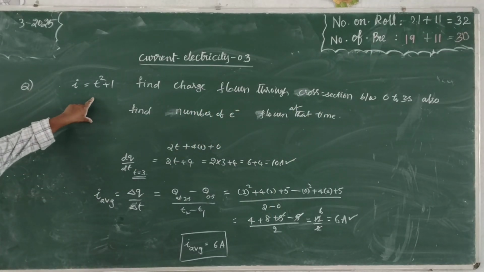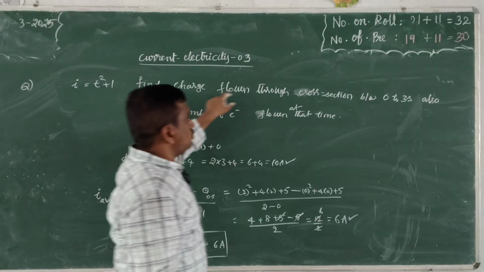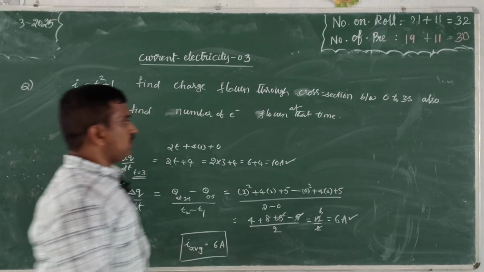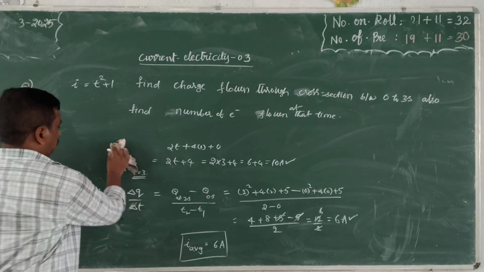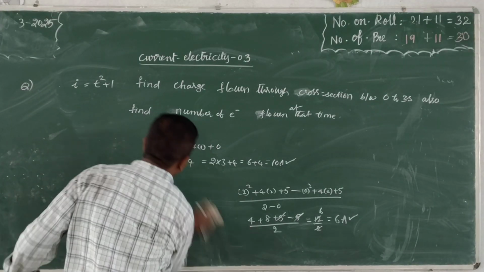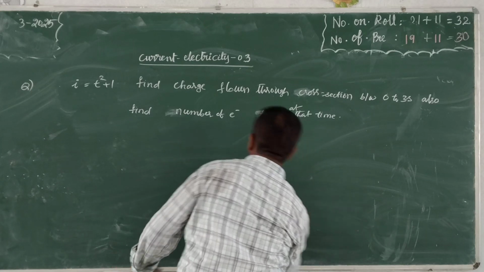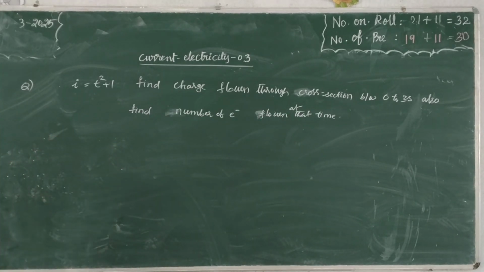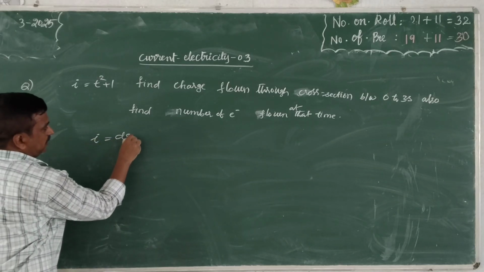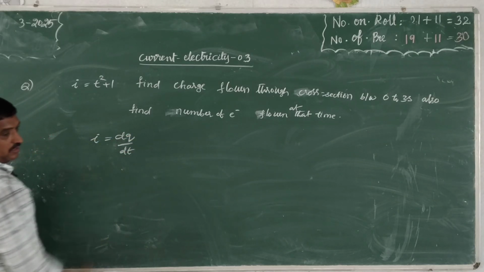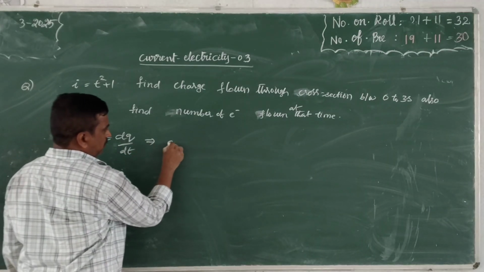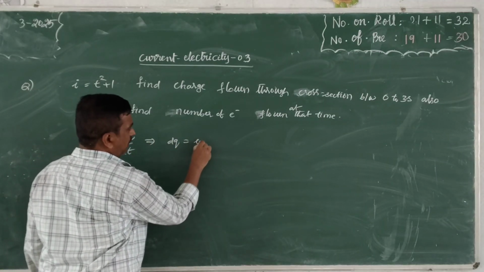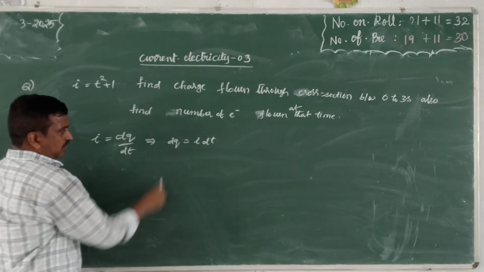I equal to t square plus 1. Find the charge flown through the cross section between 0 to 3 seconds. Also find the number of electrons flown at that time. So we can find that. First we write here 0 to 3 seconds. I is given. So I equal to instantaneous current, dq by dt. The dt changes to this side. So we get dq equal to I dt. Integrate both sides.